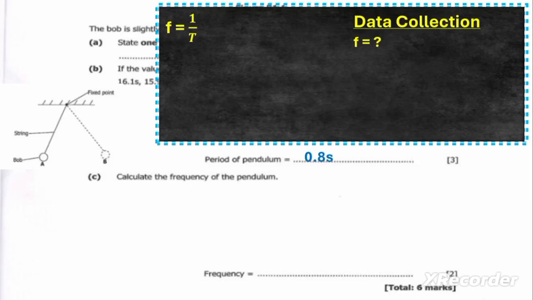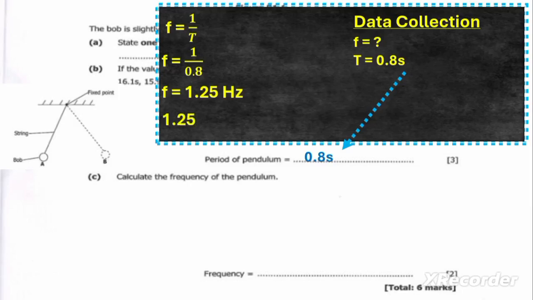Then for the period, we have found that it is 0.80 seconds. Now it is a matter of plugging in the data we have collected. So we are going to say frequency is equal to 1 divided by 0.8. 1 divided by 0.8, we are going to get 1.25 Hz. Then this is our frequency.